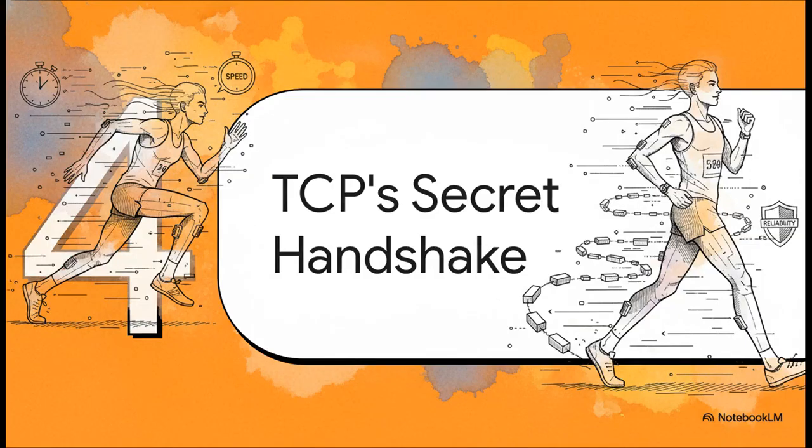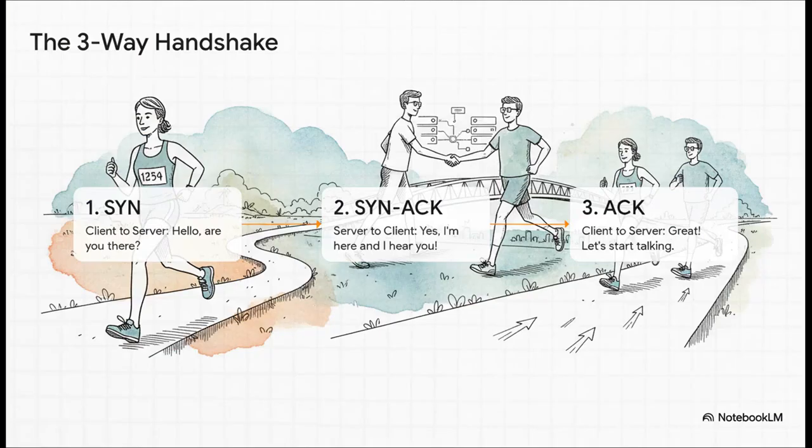So how does TCP actually pull off this amazing feat of reliability? Well, it all starts with a very polite, very formal introduction. It's called the three-way handshake. Before even a single byte of your actual data, like from the website you're visiting, is sent, your computer and the server have this quick little chat.